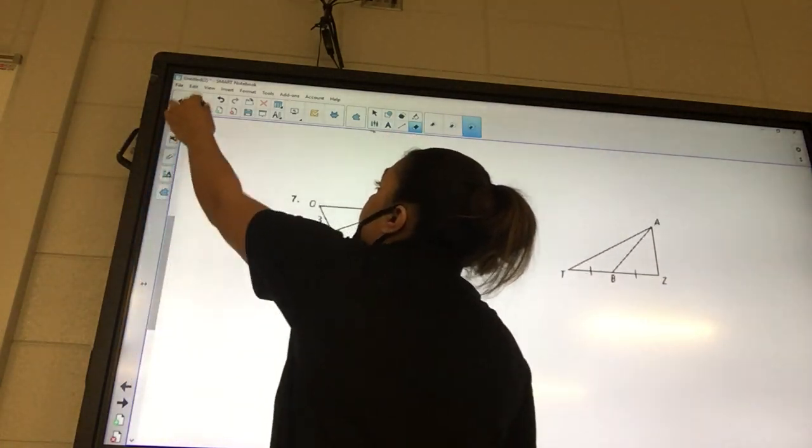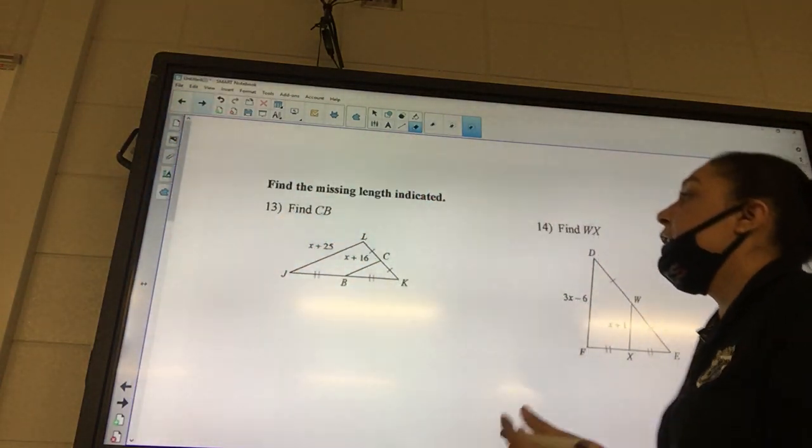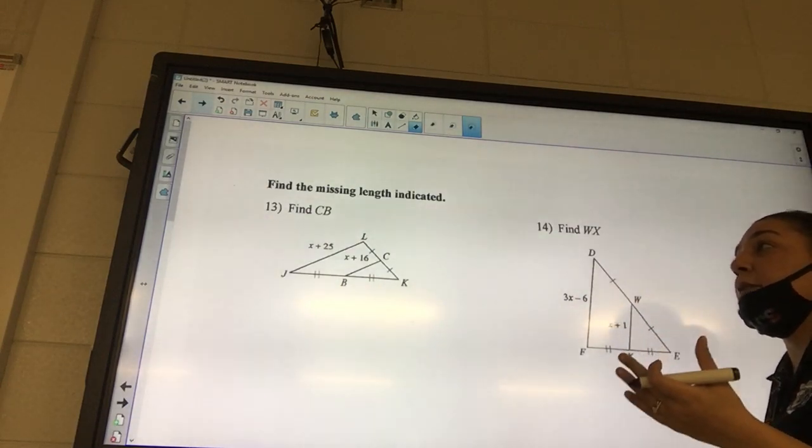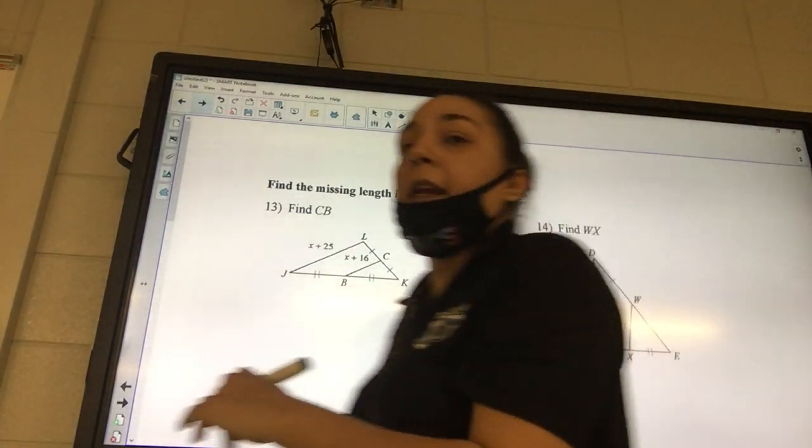Let's go to the next page. Okay, these ones are just like the ones that we just did, except after you find x, you need to plug it back in.